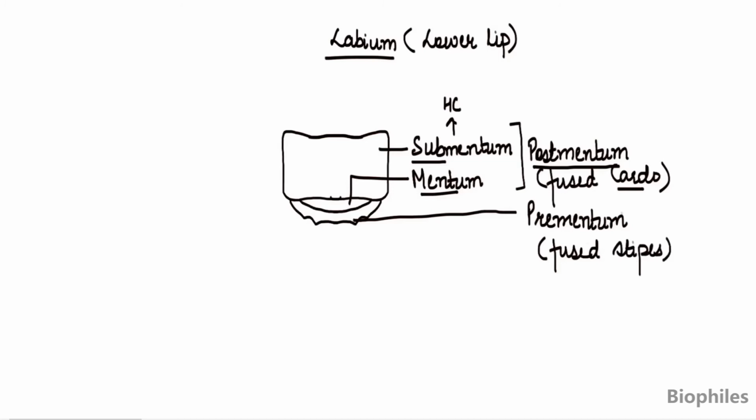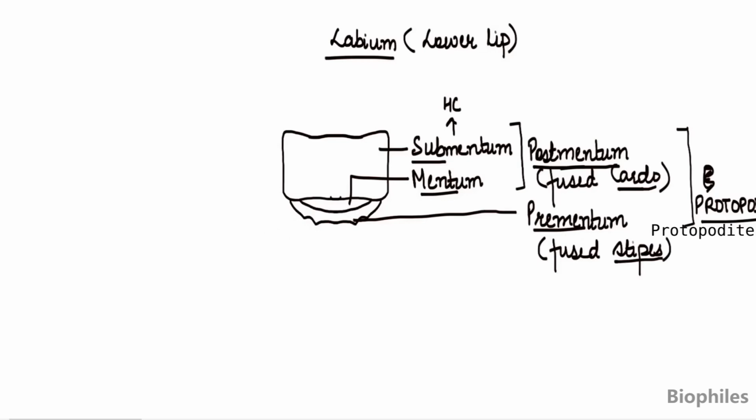Okay, and now because there's fused cardo and fused stipe, the postmentum and the prementum are going to make up the protopodite. Okay, so protopodite is made up of postmentum and prementum. Now from this prementum, the endopodite and the exopodite will arise.